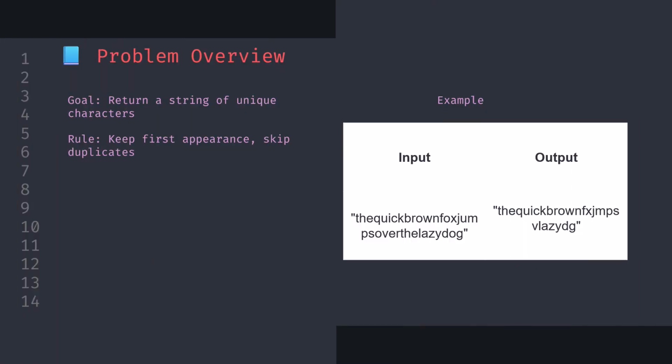We're given a long string that may contain these letters. Our task is to return a version of that string that includes each letter only once. We want to preserve the order of the first appearances while filtering out duplicates. Let's look at how the code works.